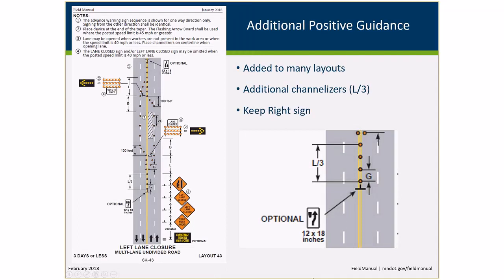On a lot of our layouts, we've added some additional positive guidance as you come into the work zone. So for this type of application, and you're going to see it on some of the other layouts too, we've added channelizing devices with an optional keep right sign at the beginning of the work zone or at the beginning of the channelizing to give drivers better guidance on how to navigate the work zone and how to get through it. And so I just wanted to let you know that that's out there, so as you look at your layouts, you may notice these additional channelizers. The intent is for greater positive guidance to guide drivers through that work zone.